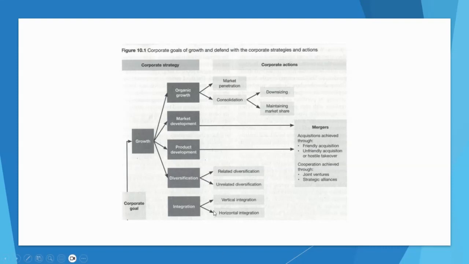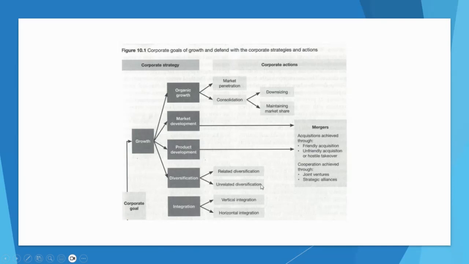Integration, vertical integration. A forward vertical integration, where you take over your intermediaries. Backward vertical integration, where you take over your suppliers. Horizontal integration, where you take over your competitors.